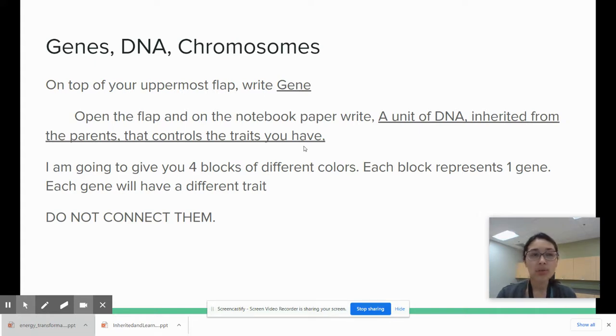Those of you in school, you guys are gonna open up that first flap, and underneath it on the notebook paper, you're gonna write the definition, which the definition of a gene is it's a unit of DNA. So meaning it's a small part of DNA inherited from the parents that controls the traits you have. So it's a small part of your DNA, and it is inherited from your parents. So you get one gene from each parent for that trait, and then whatever trait you have, that's what the gene says you have. Okay.